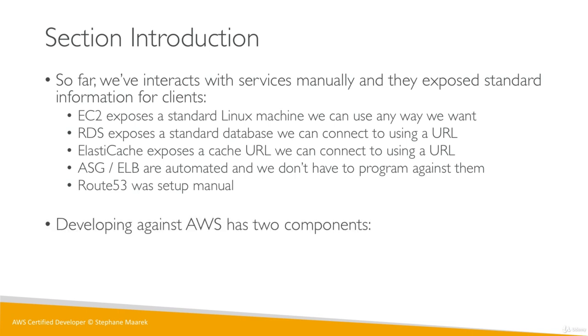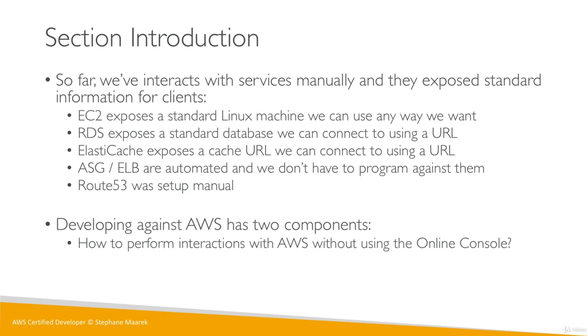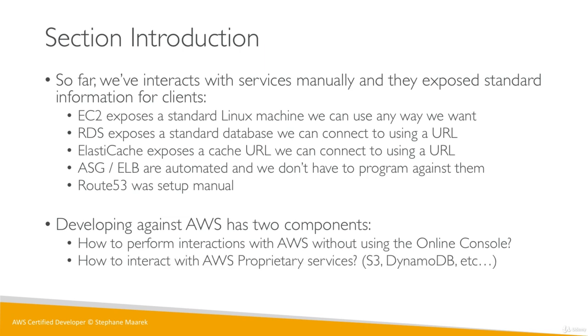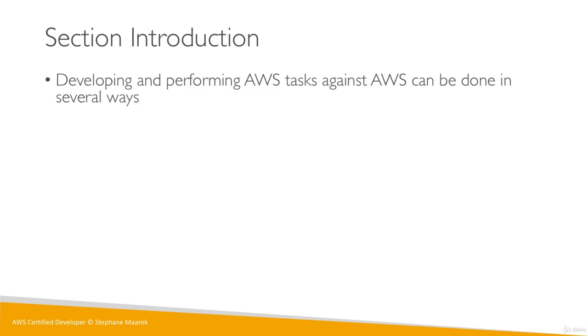But sometimes when you develop against AWS, you have two components you need to take care of. Number one is, how do you perform interactions with AWS without using the online console? As you know, doing stuff manually is quite bad. The second is, how do you interact with AWS proprietary services? And that would be Amazon S3, DynamoDB, and other services, as we'll see later in this course. So this is where the CLI comes in.